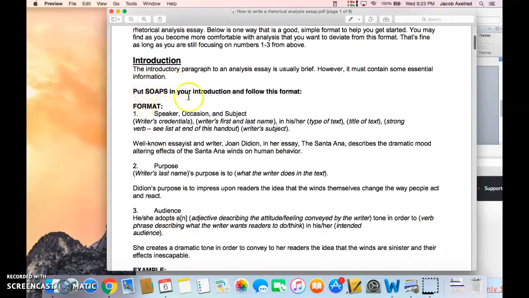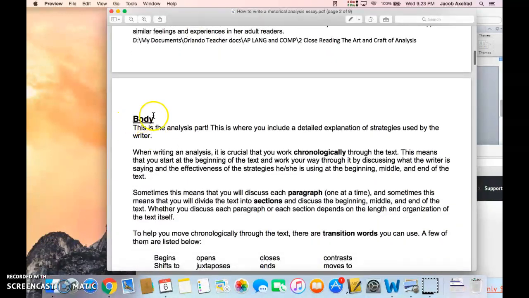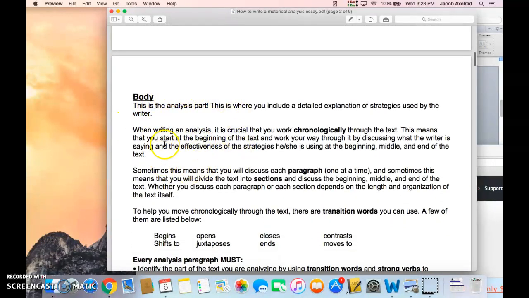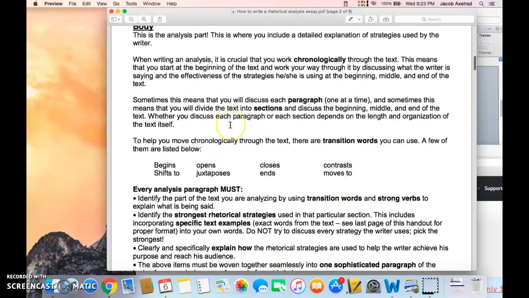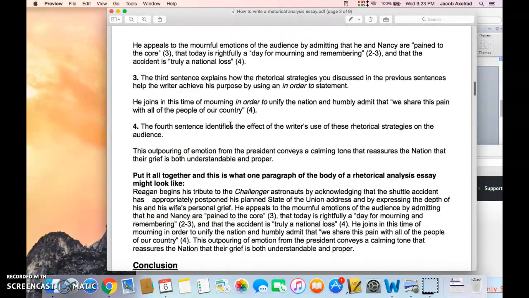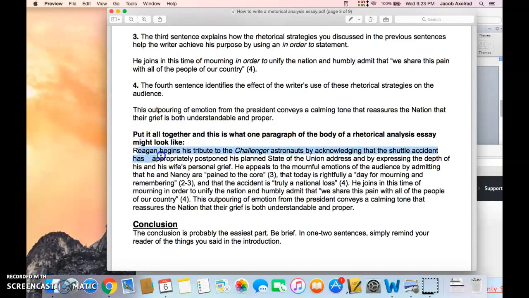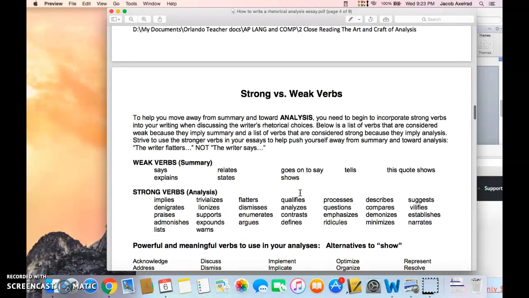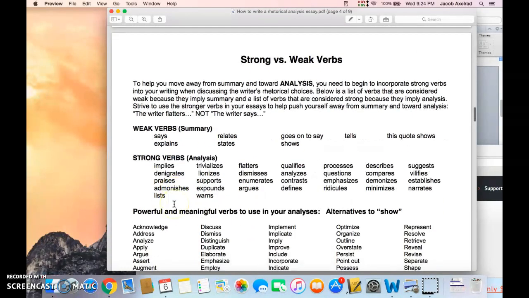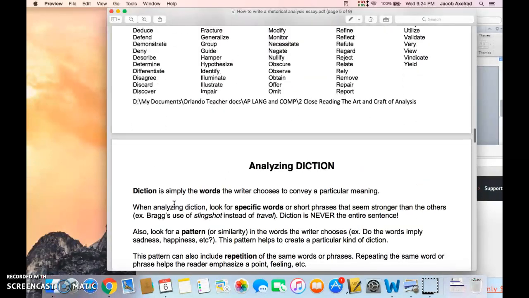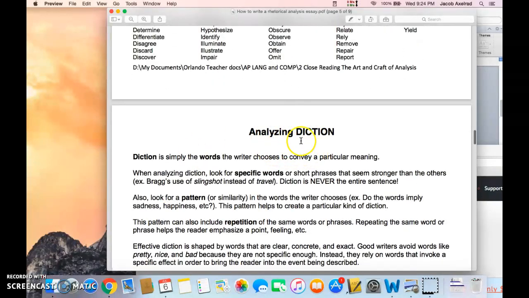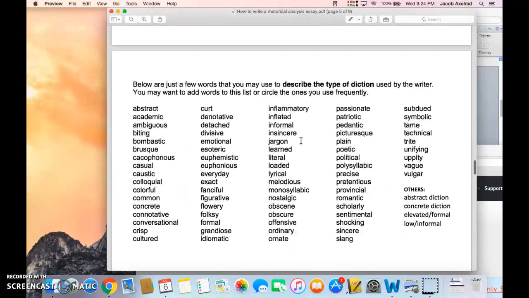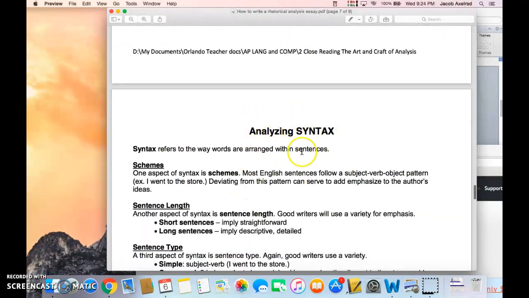of a rhetorical analysis essay and writing a sample body paragraph of a rhetorical analysis essay. This guide here has some good tips, and has a nice little sample paragraph here for a sample body paragraph for the rhetorical analysis essay. This guide also has some good tips on stronger verbs to use when writing an analysis essay that can also be of help to you. It also has some guides for analyzing diction and some tips for analyzing syntax as well.